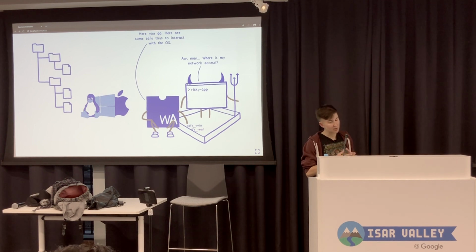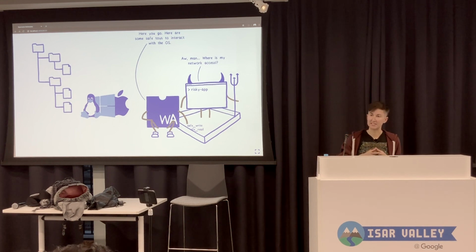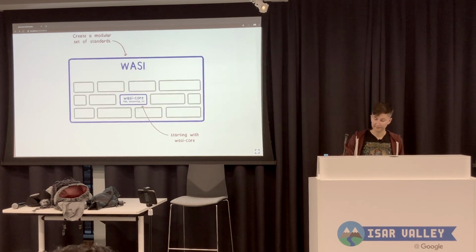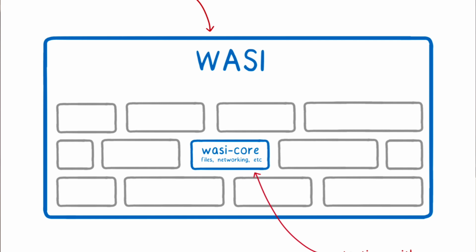Given these two key principles, what should the design of the WebAssembly system interface be? That's what we're going to figure out through the standardization process. We do have a proposal to start with, though. So first, create a modular set of standard interfaces, and start with standardizing the most fundamental module, which is WASI core. So what would be in WASI core?